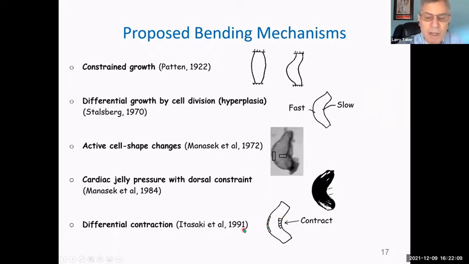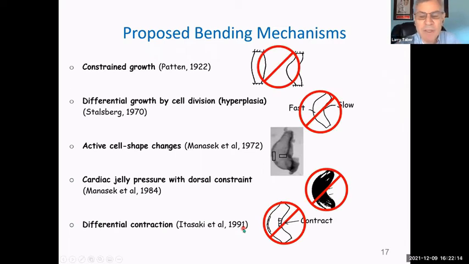But over the last 100 years, experiments have essentially ruled out all of these possibilities with the possible exception of active changes in cell shape. And when we first started to study this problem, starting around the year 2000, maybe a little bit before that, we thought that this was what was happening. We thought we had evidence showing that this was what was happening.